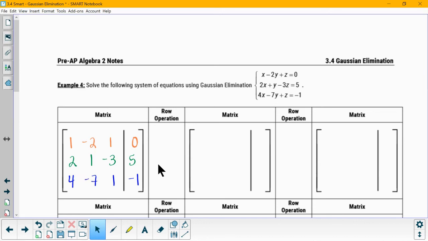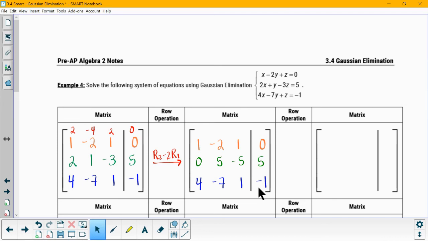So what I'm going to do is I'm going to do row 2 minus 2 times row 1. First, I'm going to write the 2 rows that aren't changing, and then I'm going to notate the row 1 multiplied by 2. So now I can do my subtraction. 2 minus 2 is 0. 1 minus -4 is going to give me 5. -3 minus 2 is going to give me -5, and 5 minus 0 is going to give me 5.